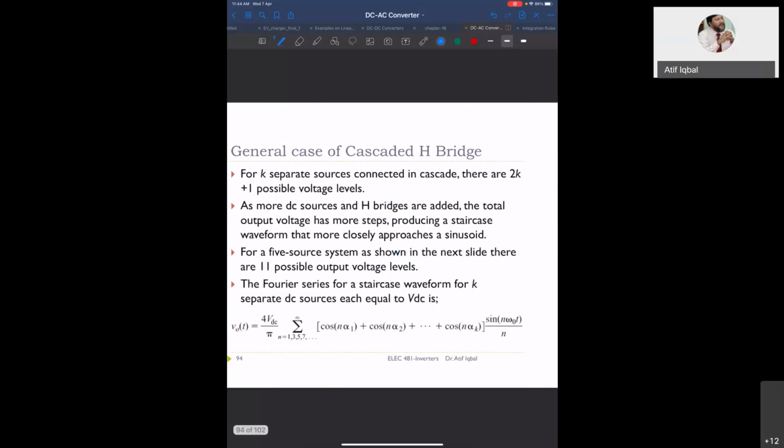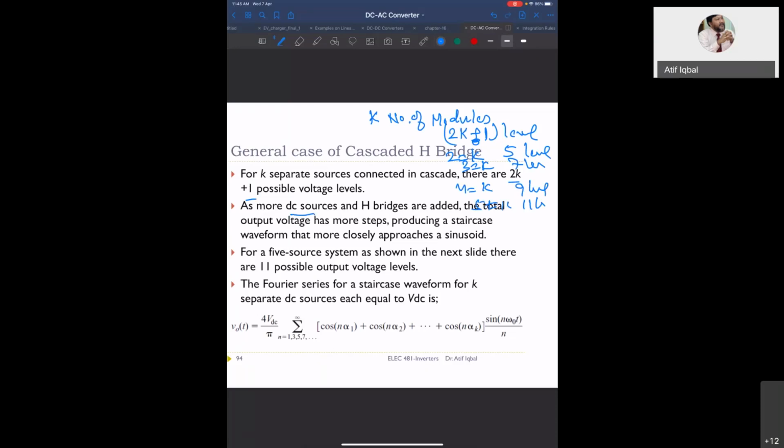So for k separate sources connected in cascade, there are 2k plus 1 possible levels. This is the general formula. If you have k number of modules, you will have 2k plus 1 levels. So if you have 2 modules, you will have 5 levels. For 3 modules, 7 levels. For 4 modules, 9 levels. For 5 modules, 11 levels, and so on.